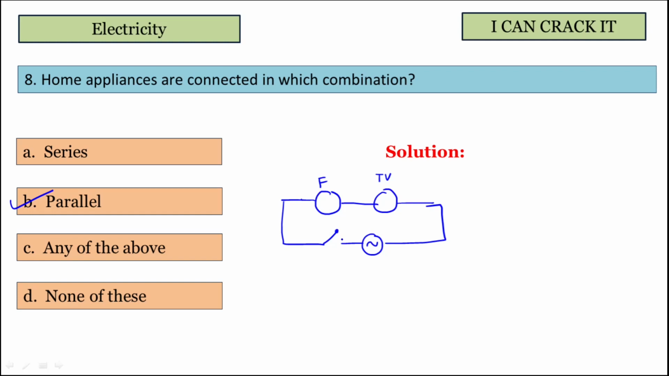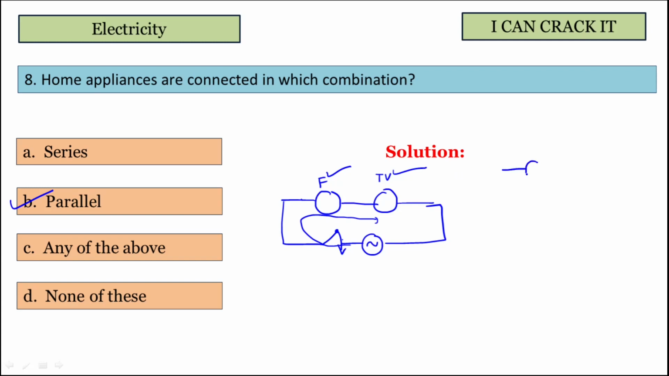If the switch is closed, the current flows, and you can see the current flows through both the fridge as well as the TV. That means both are switched on at the same time. By just pressing one switch, both the fridge and TV got switched on. Do you want that? You want separate switches for the fridge and TV. Because if you press one switch and all of them are switched on, obviously we will be wasting power, right?